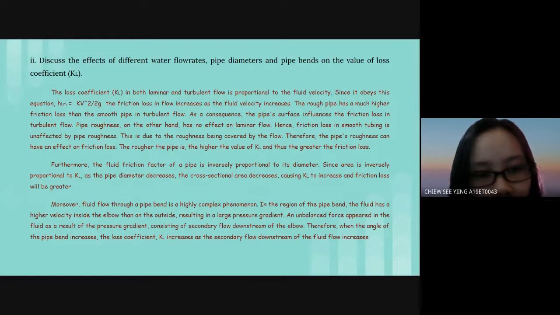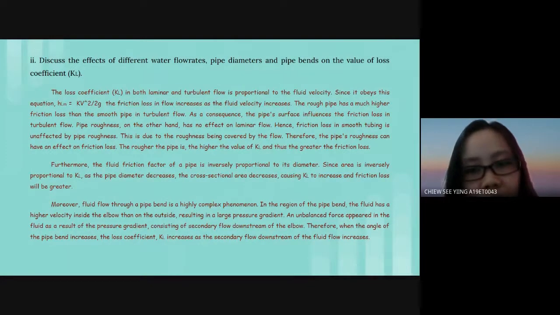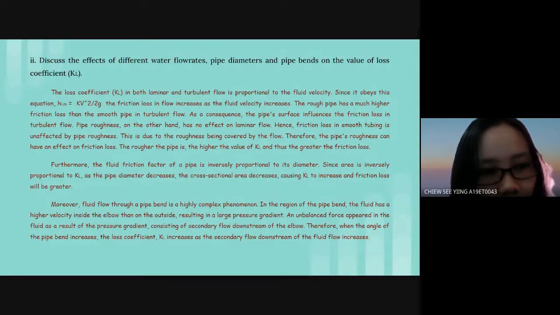Furthermore, the friction factor of a pipe is inversely proportional to its diameter. Since area is inversely proportional to the loss coefficient, as the pipe diameter decreases, the cross-sectional area decreases, causing the loss coefficient to increase, and friction loss will be greater.